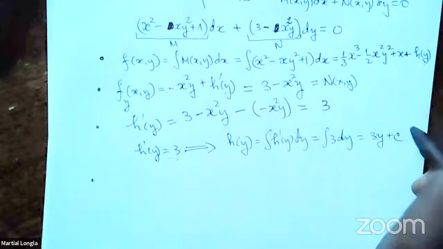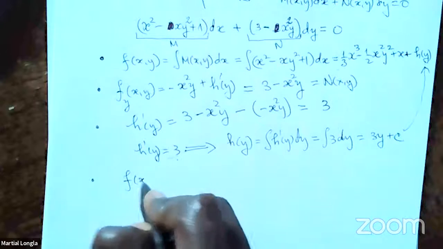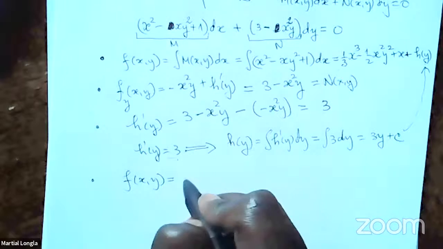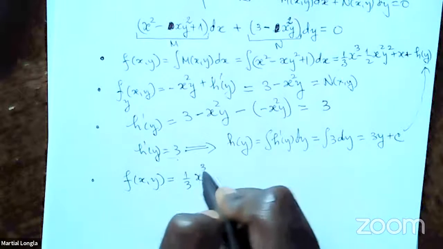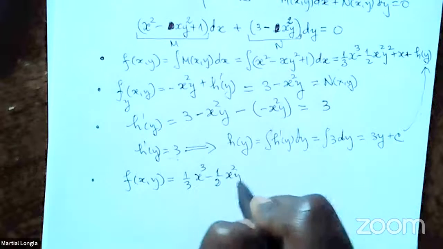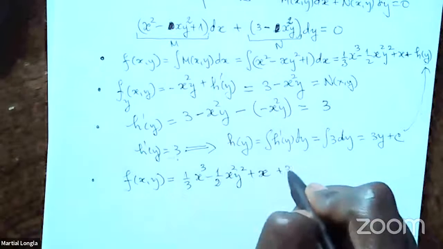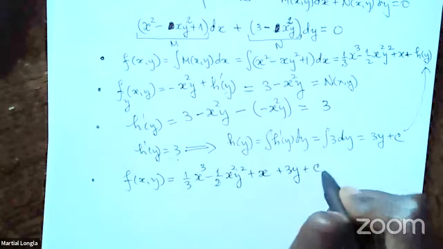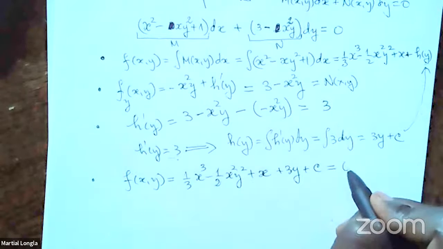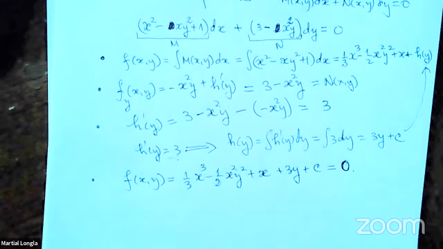On the next step, what you do is take that h of y into the formula up there. So you get f of x,y equals 1/3 x cubed minus 1/2 x squared y squared plus x plus 3y plus c equals 0. Set it equal to 0 and you have it. That's it for the exact equation.